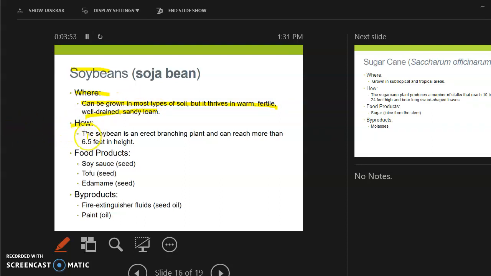The soybean is a branching plant that can reach more than 6.5 feet in height, so it can get pretty tall. The food products that we get are soy sauce, from the seed, and tofu. Those are the main 2 that you get from soybeans. The byproducts, I bet you didn't know that fire extinguisher fluid comes from the seed oil. And then paint.